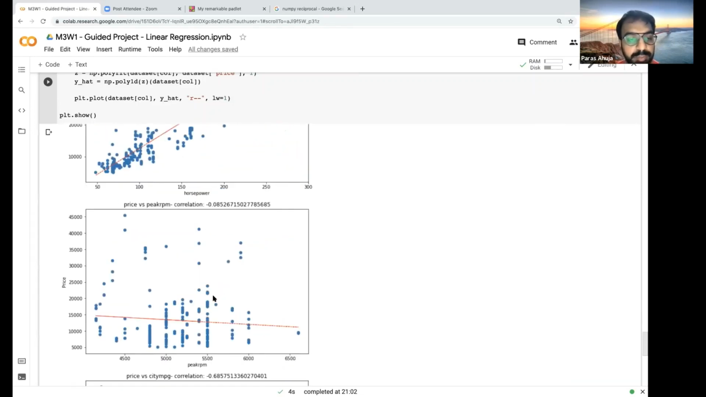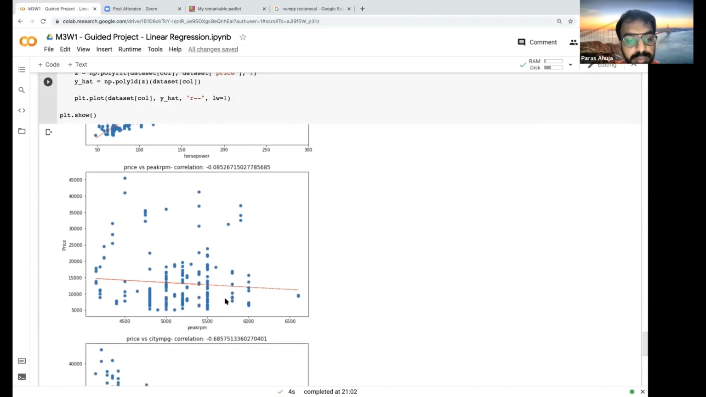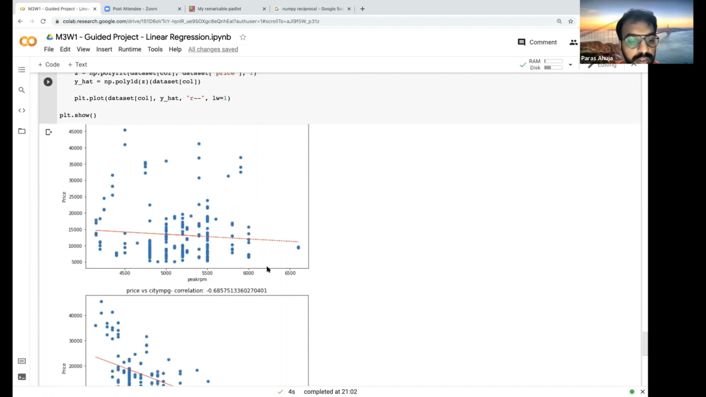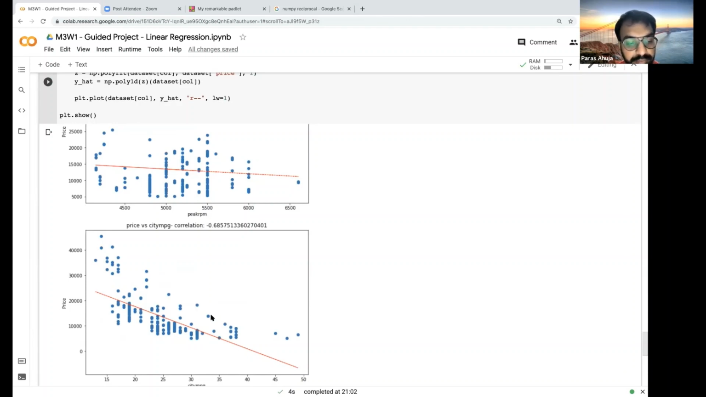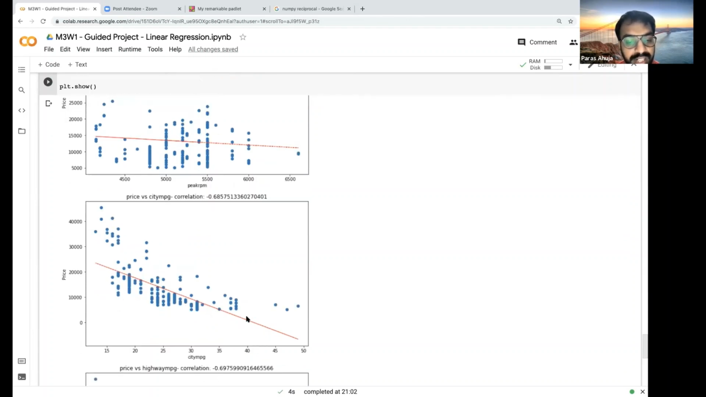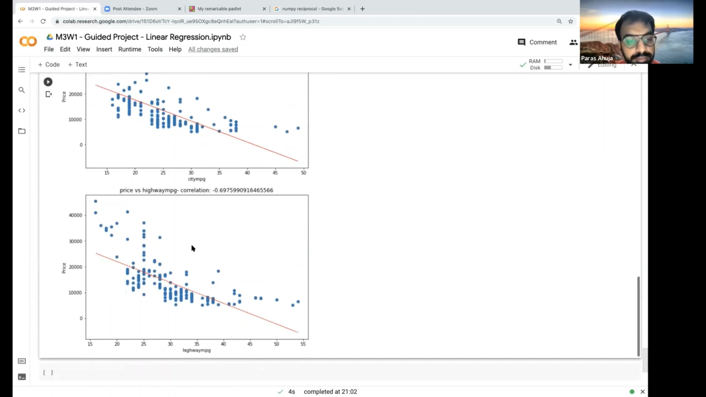So for horsepower, similarly peak RPM, slightly negative correlation, but not that much. Then price with city mileage, right? So if the car has a very high city mileage, then its price is somewhat low, right? And similarly highway mileage, right?